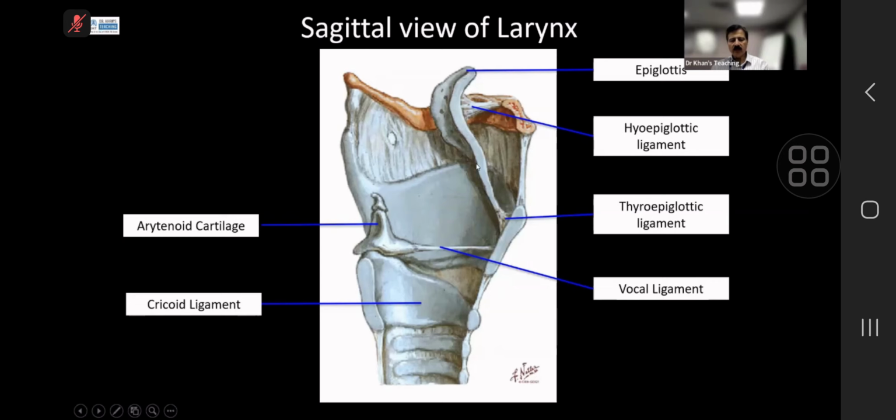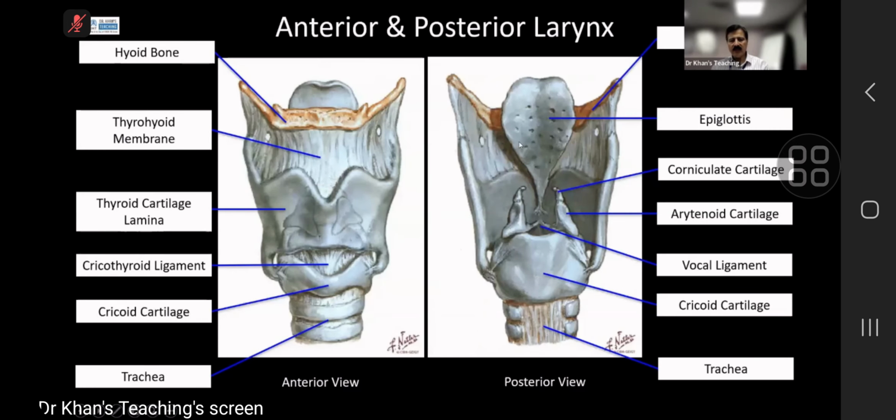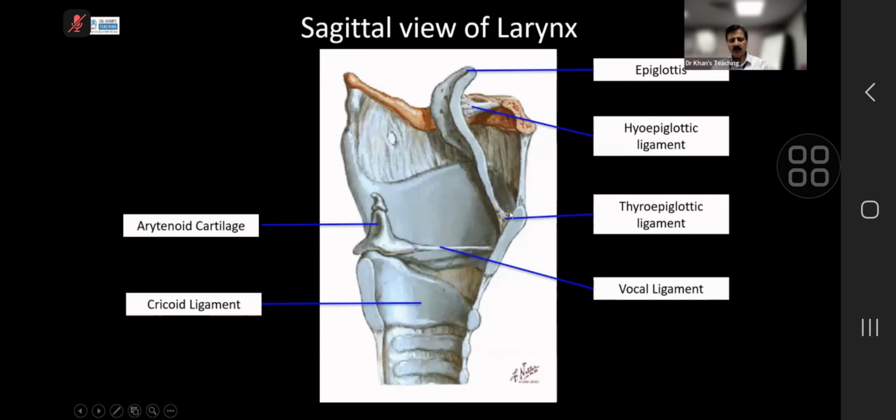So the key point to remember is it gives you a leaf-like appearance. There is a free edge here, which is projecting into the oropharynx airway. And this one is the petiole. It is attached to the thyroid cartilage. Another landmark for us is this.